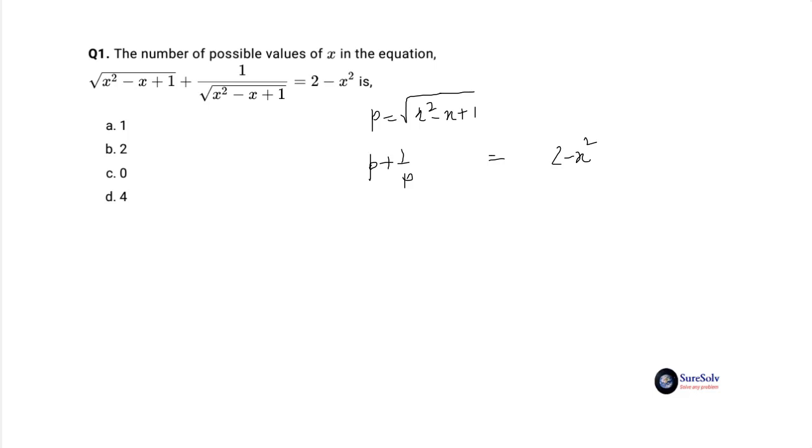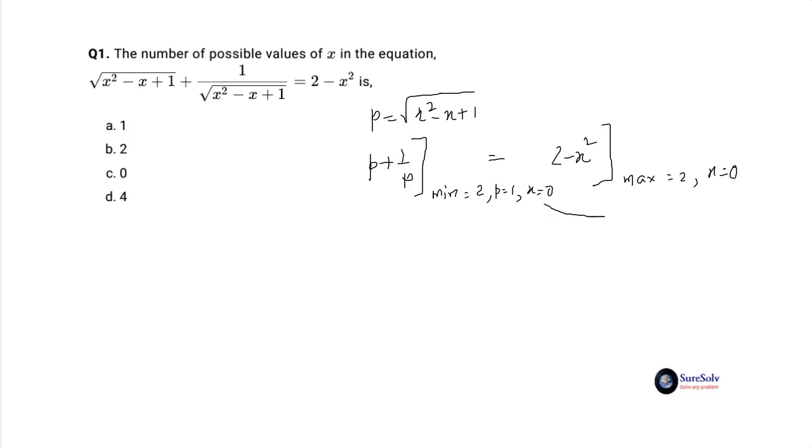And when x is positive and less than 1, 1 minus x will make root over x square minus x plus 1 positive. LHS p plus 1 by p with positive p will then have its minimum value of 2 when p equal to 1 or x equal to 0. Your attention shifts now to the RHS and you find that its maximum value is 2, and that also occurs when x equal to 0.